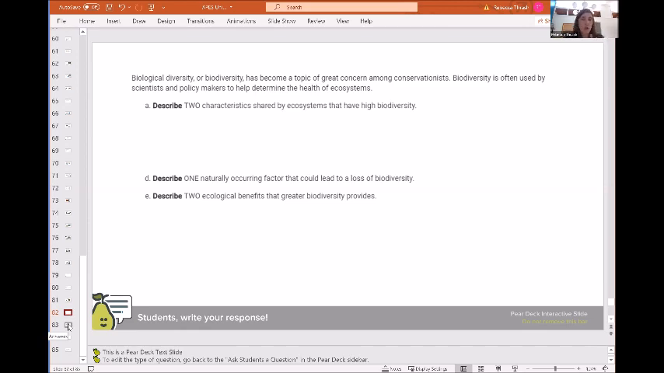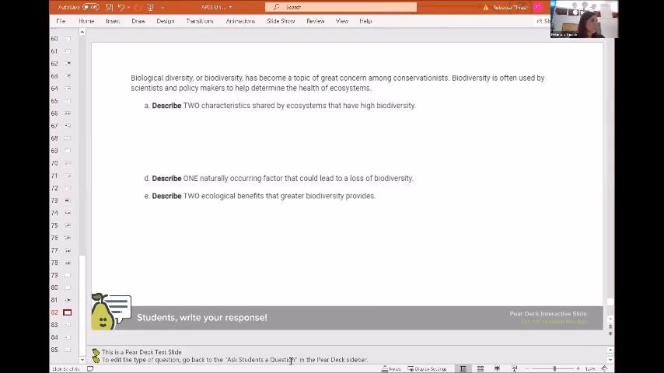Describe characteristics shared by ecosystems that have high biodiversity. What's a naturally occurring factor that could lead to biodiversity loss? And then what are some ecological benefits that greater biodiversity provides? If you review all of Unit 2, not a problem at all in being able to answer these questions.